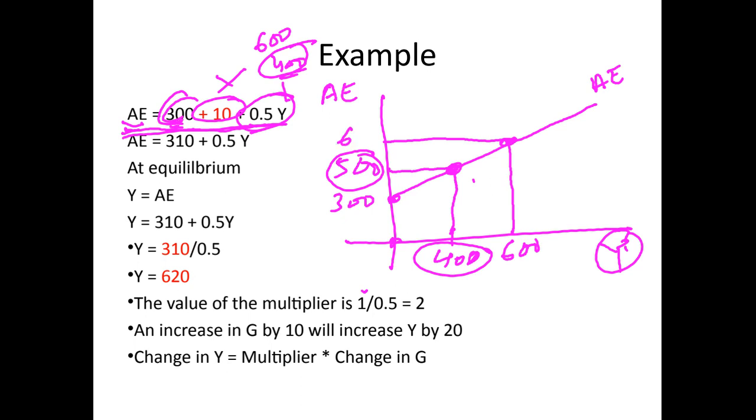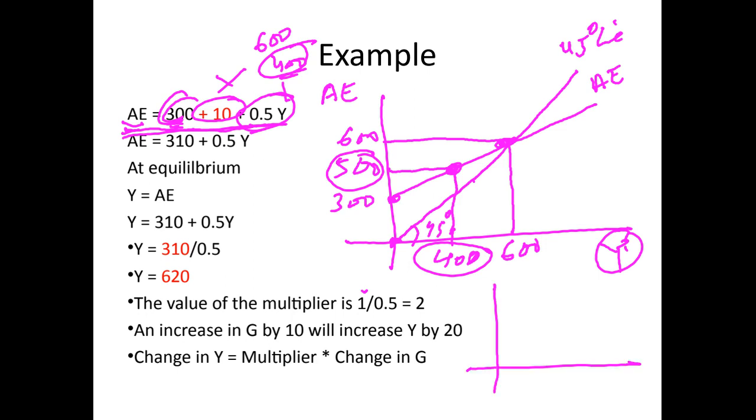But in a diagram, without any equation, how do I know which point on this aggregate expenditure line will give me the equilibrium income? How do we know? The rule is simple. You have to draw a straight line like this. See this. First, let me draw it. This straight line is called the 45-degree line. What is the definition of a 45-degree line? Let me draw it here.